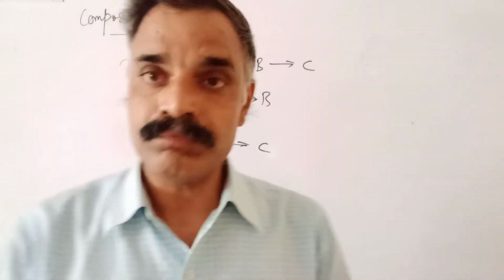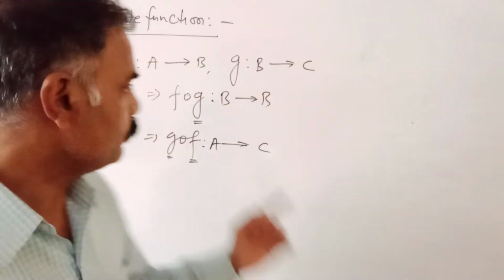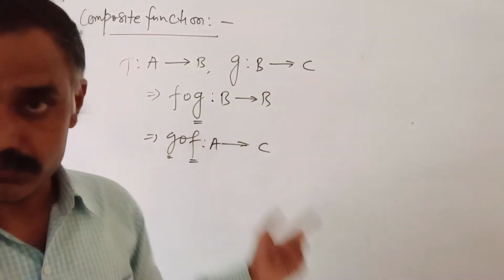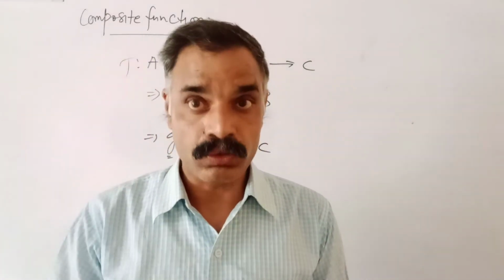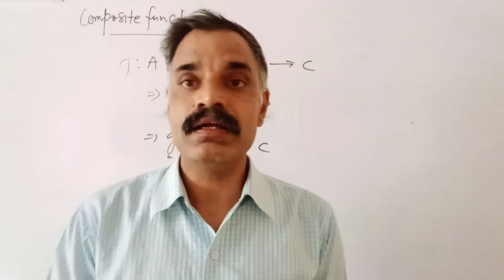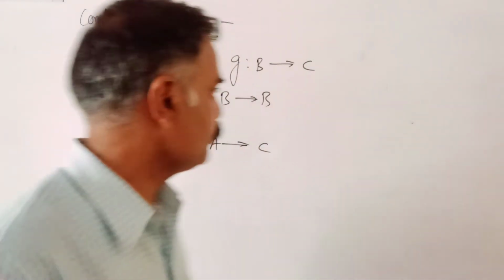So function of function is called the composite function. It is denoted by fog or gof. It may be fog or gof, also fof and gog. So composite of function means the function of function.